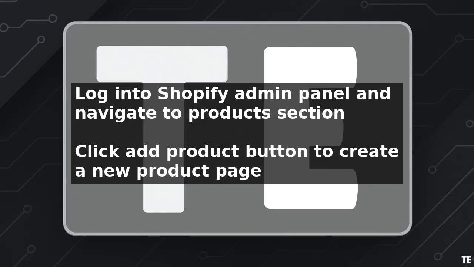To upload products to Shopify, start by logging into your Shopify admin panel and navigate to the Products section. Click the Add Product button to create a new product page. Enter the product title and description in the respective fields. The product title should be concise and descriptive, while the description should provide more details about the product.